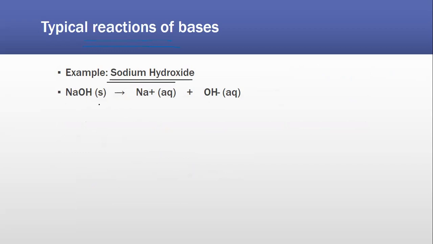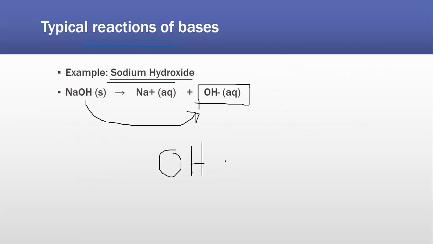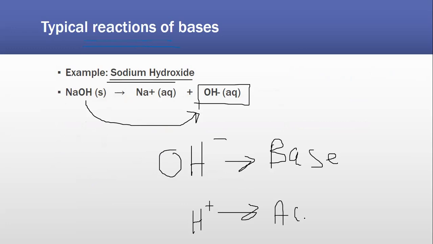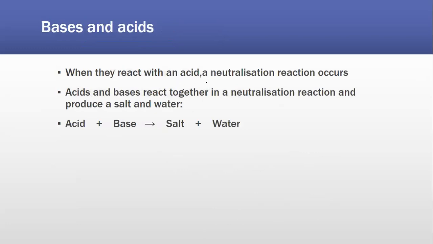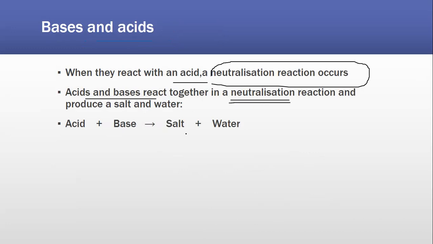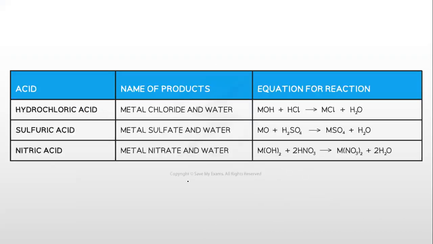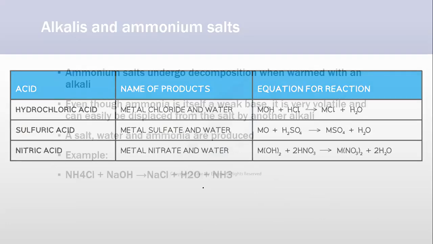Sodium hydroxide है जैसे. Sodium hydroxide would also produce OH ions. तो जब भी OH ions आएंगे, remember there is a base present. Whenever you see H plus ions, that will indicate यहाँ पे acids हैं. When they react with an acid, a neutralization reaction occurs. जो भी हमने देखा था, that when acids and bases react together, neutralization reaction takes place, which produces salt and water. ये water basically pH 7 का solution produce करेगा. That is why we call it neutral. And this is the same thing that is given over here as well.